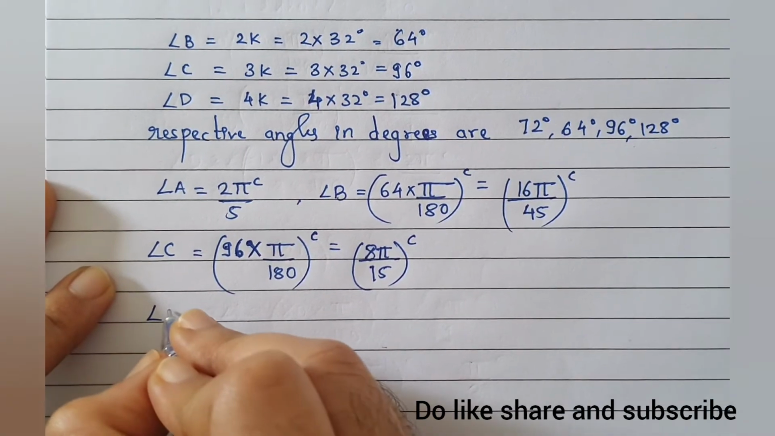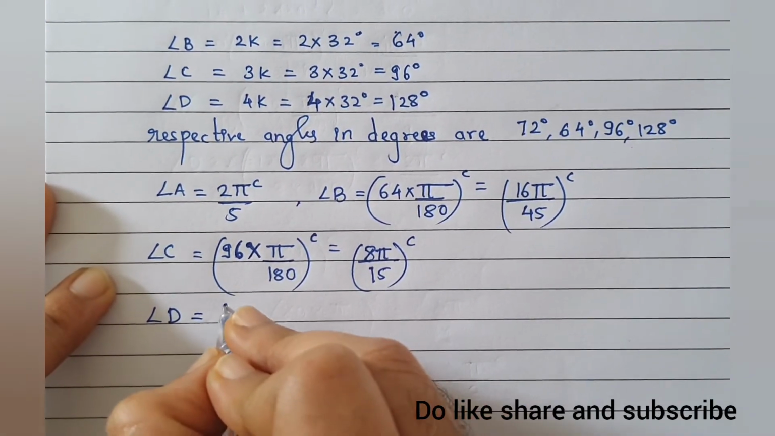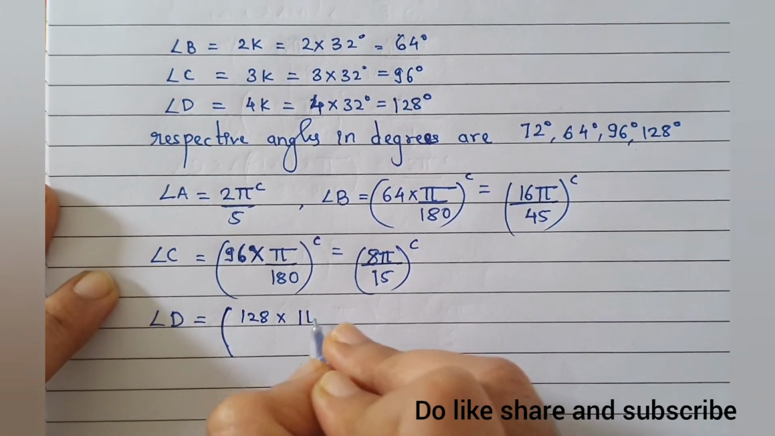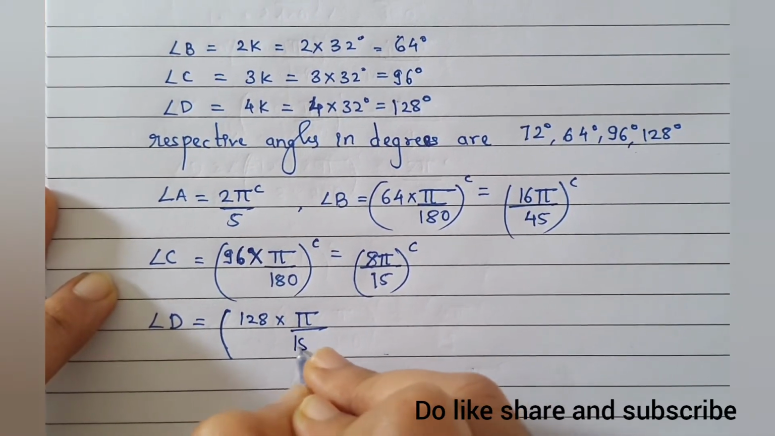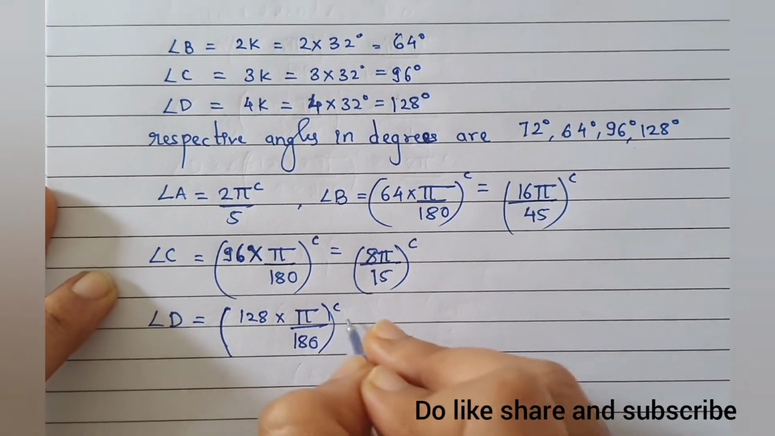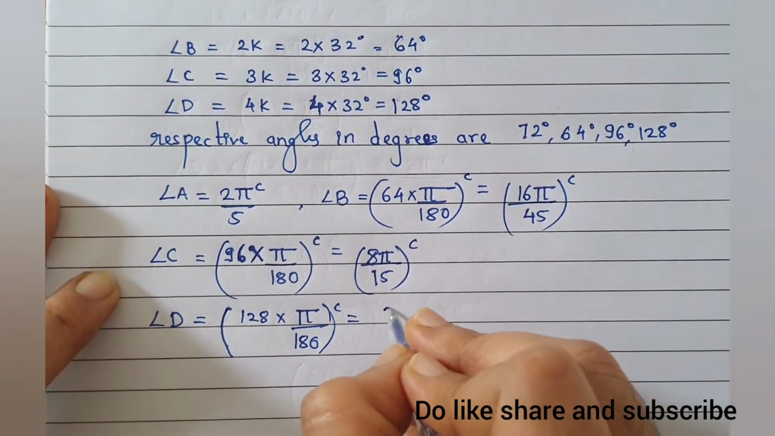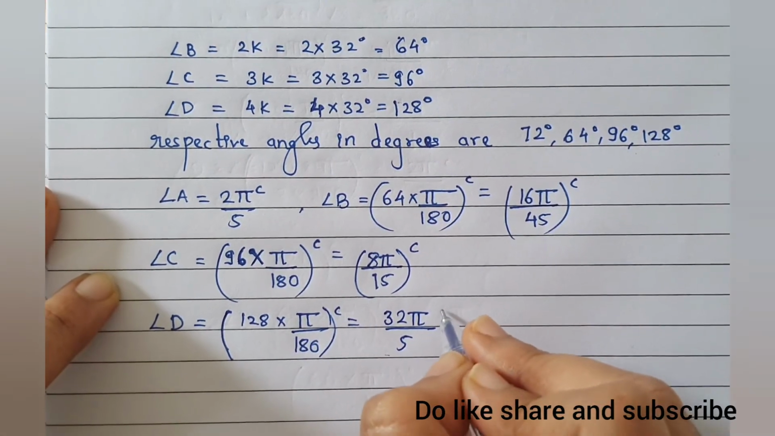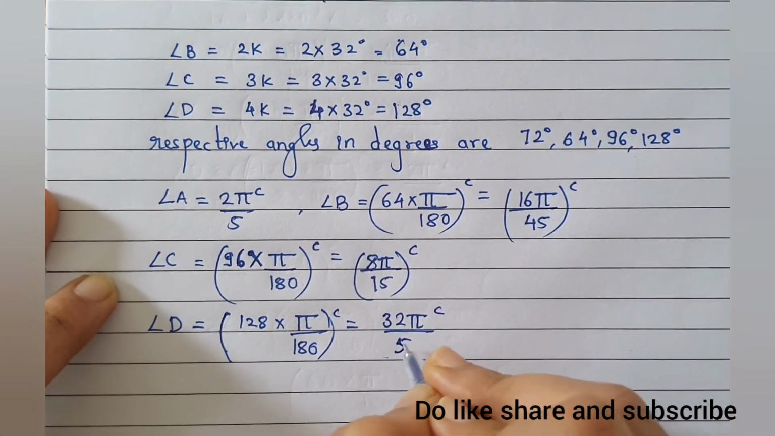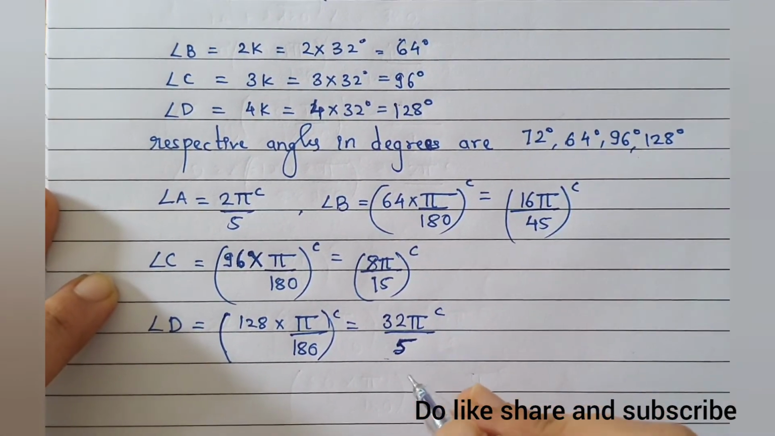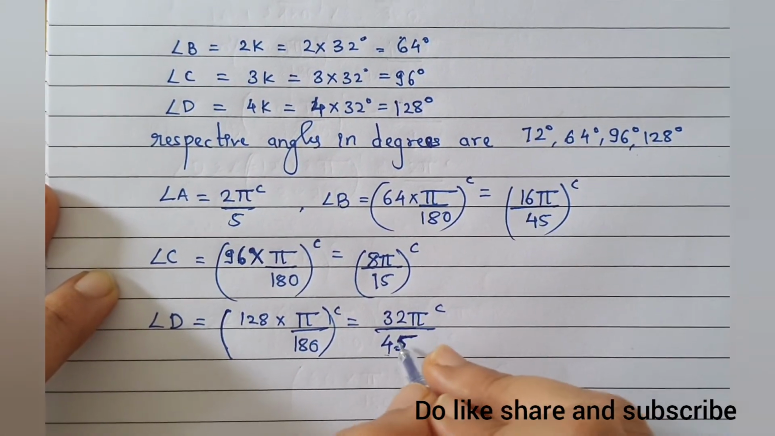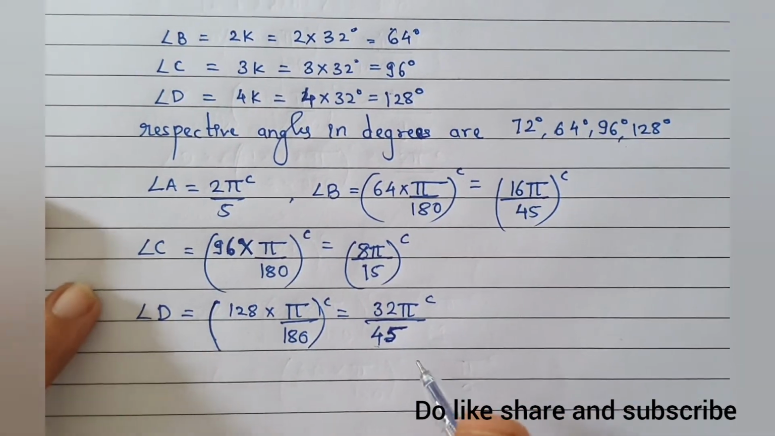Now angle D is equal to 128 into pi by 180 radian, that is equal to 32 pi by 5 radian, actually 32 pi by 45 radian.